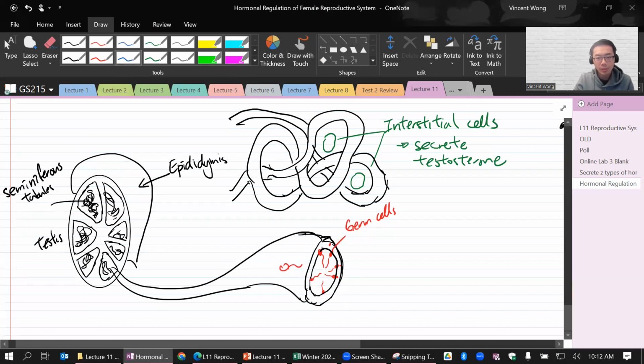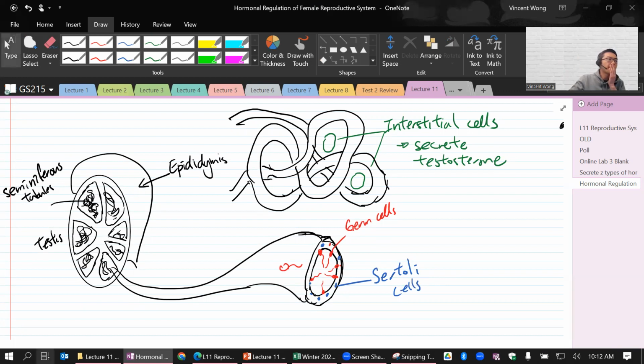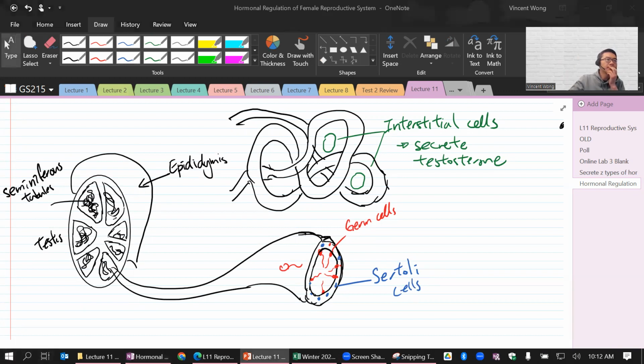Now, there are also these Sertoli cells that I didn't draw. Just gonna draw them right now. They are also in the seminiferous tubule. Okay, and their job is to support the germ cells, right? Nourish them, regulate the development, controlling the spermatogenesis. Okay, that's pretty much it.